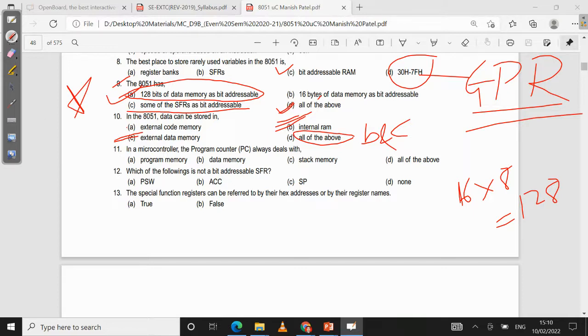Okay. Next, in a microcontroller, the program counter always deals with program memory, data memory, stack memory, all of the above. Yes, you are right, option A. It does not deal with data memory. What is there for data memory? The data pointer, DPTR. Correct. And what do I have for stack memory? Very good, SP, the stack pointer.